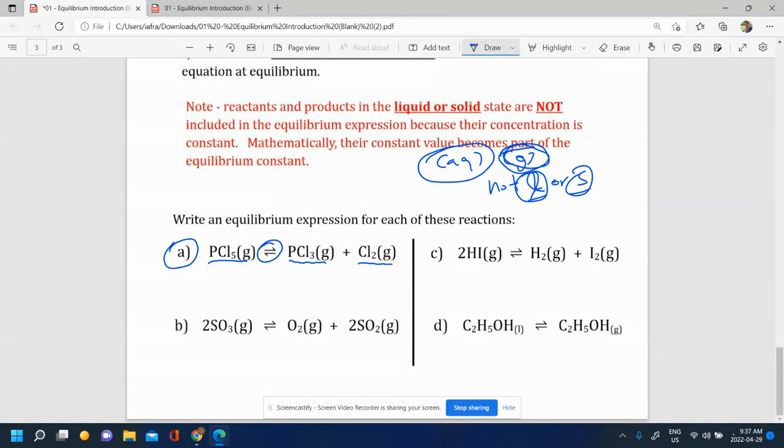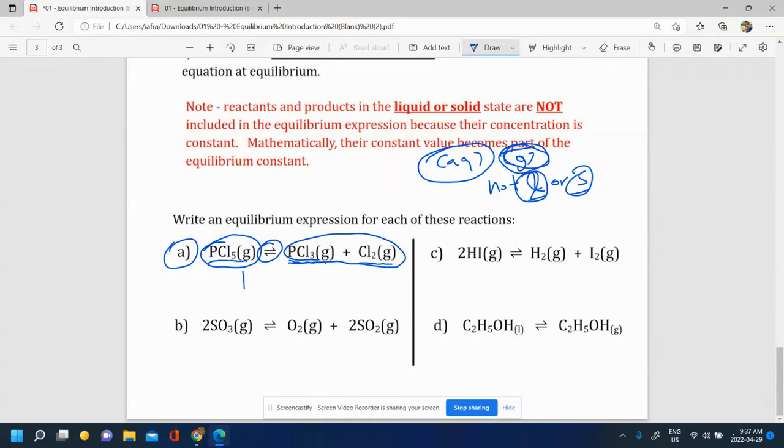We have our double arrow here to illustrate that we have two ways happening. And essentially, the reaction will probably start off with a very high rate of the forward and a very low rate of the reverse because we don't have any reactant. But eventually, over time, the rate of forward and reverse would be equal to each other. And we could make an equilibrium expression to illustrate that.